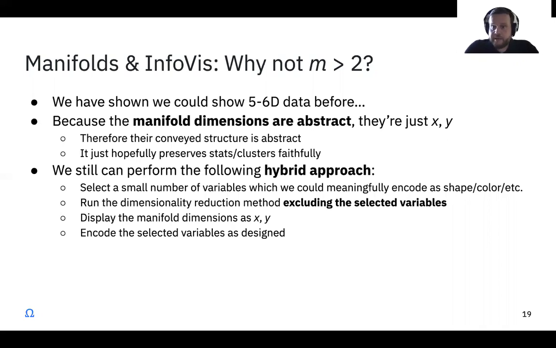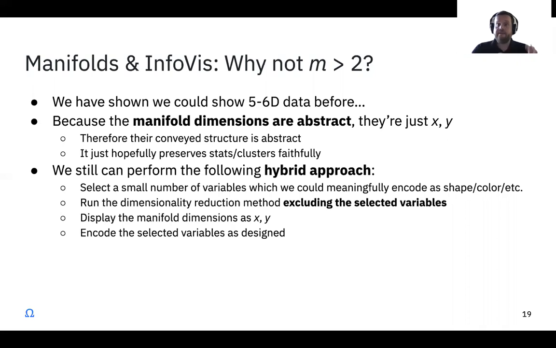That's the price we have to pay for the manifold dimensions basically being so low, because the dimensions are abstract. They are some combinations of the other attributes. They're just x and y. So if you would have x, y, z, a, and other dimensions, they don't have meaning. So you don't know what to encode as what, basically.